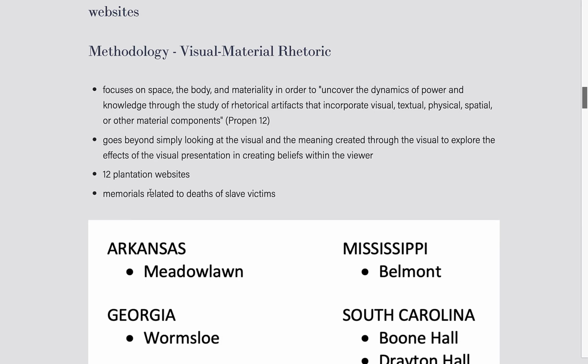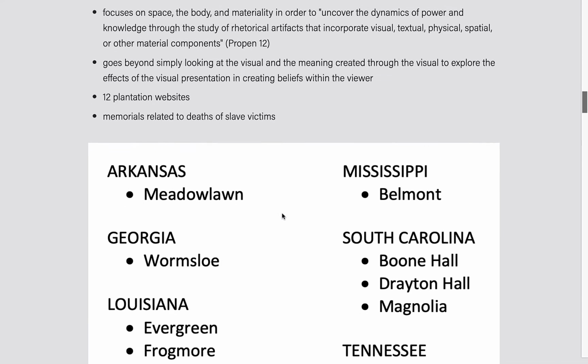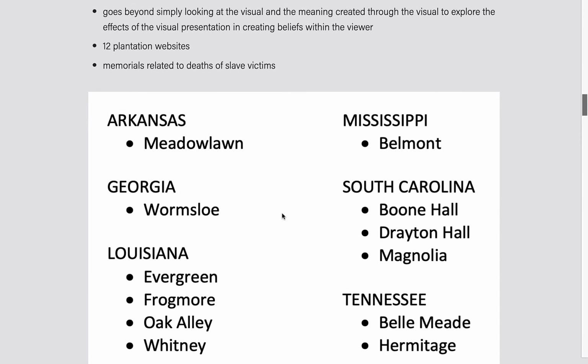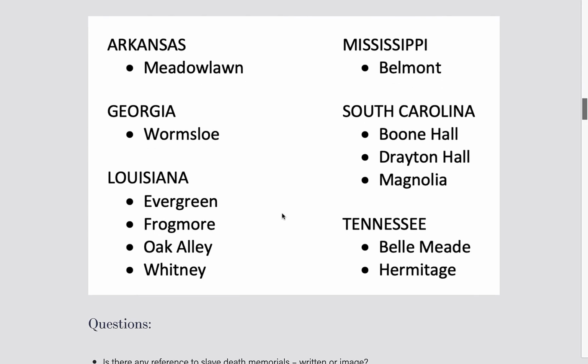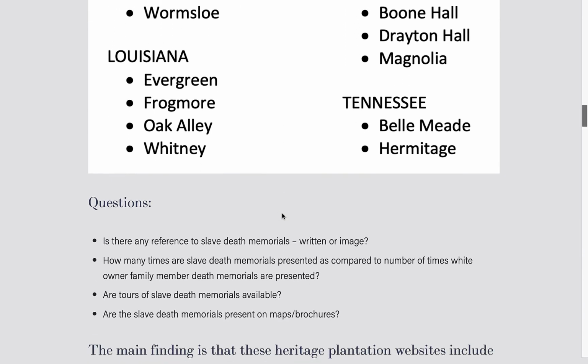So I picked 12, and in my attempt to find any memorials related to deaths of slave victims, these are the ones I picked. I didn't have a specific methodology. They are all heritage sites. They did all have their own website, and the website was fairly well developed, so there would be enough for me to do some research. And I have actually been to all of these plantations and done research.